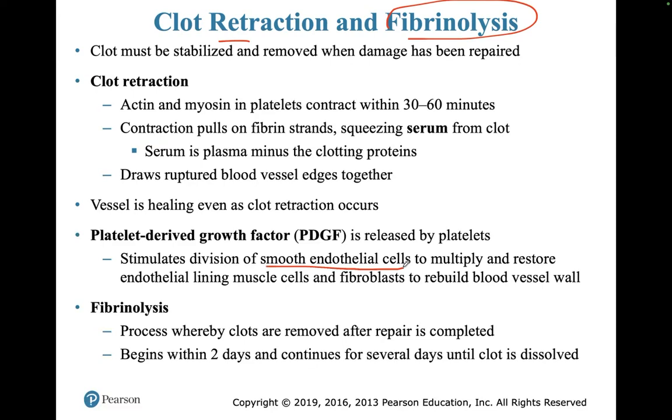Why am I talking about endothelial cells here?